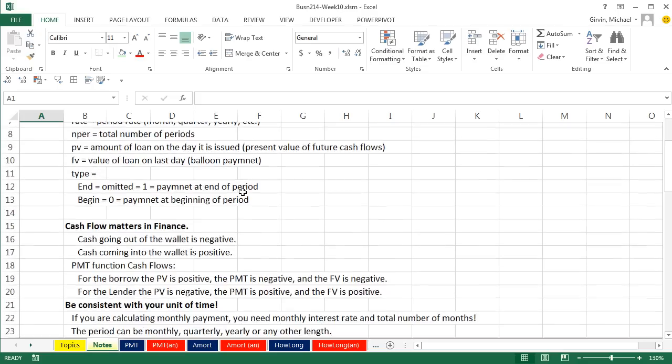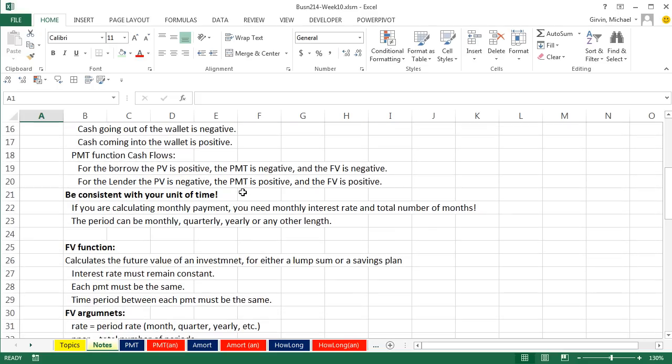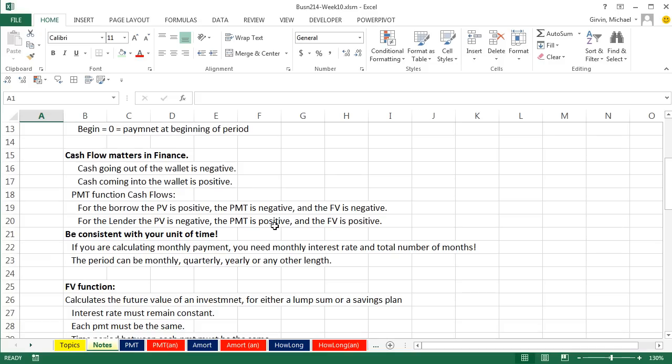The one finance concept that we'd like to kind of understand after watching this video is that cash flow matters in finance. Now, when you have a monthly payment on a loan, to you, that's cash going out of your wallet, meaning I'm writing the check and sending it to the bank. That's negative. If the cash is going out, it's negative. But to the bank, when you send in your check to them, the cash is coming in.